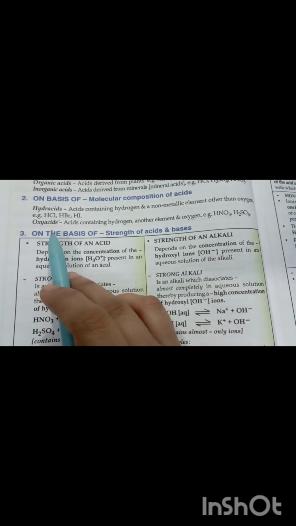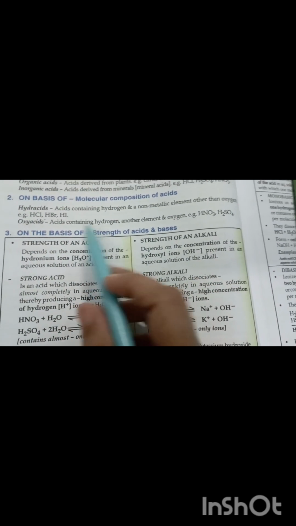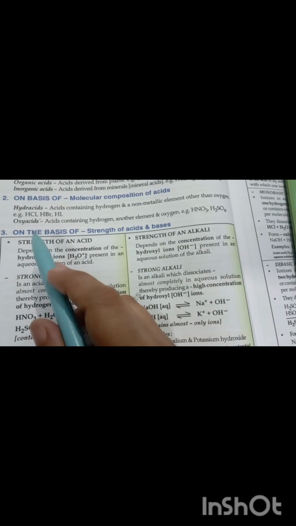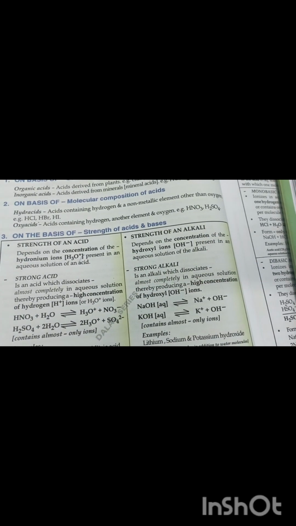है ना. Now, what are oxy acids? Oxy acids are the acids containing hydrogen, another element, and oxygen. Means they contain hydrogen, one non-metallic element, as well as oxygen. That's why the term oxy acids. Okay. Example is HNO3, nitric acid, H2SO4, sulfuric acid, etc.